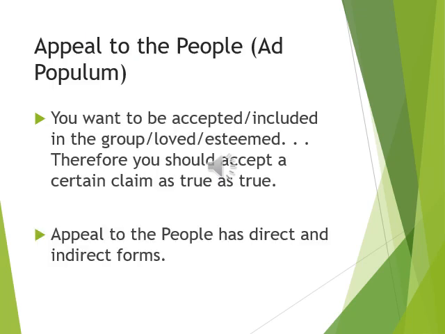Our next fallacy is the appeal to the people, or the ad populum fallacy, which is actually a group of related fallacies, and these all center around our social nature as human beings, and they all play upon our desires to be accepted or included or thought of in certain ways by other people. So we'll look at the various different forms of this fallacy, which has direct and indirect forms, and we'll see how it's relevant particularly to advertising, which commits this fallacy quite a bit.